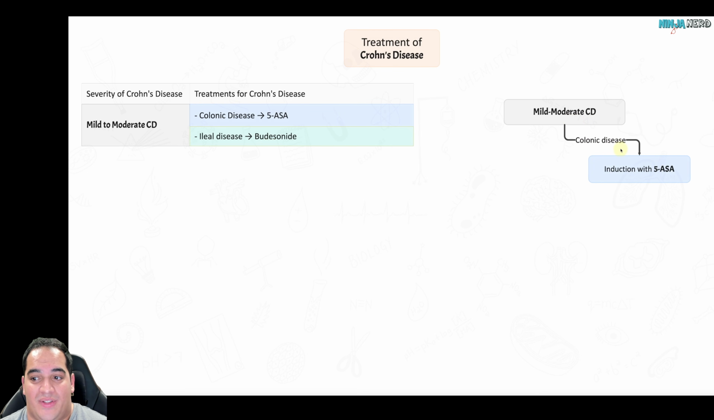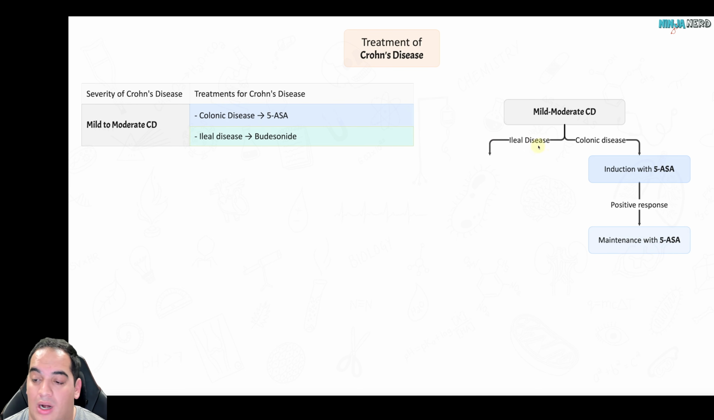Mild to moderate, if it's colonic, then induce them. In other words, try to really put them into remission with 5-ASA. If they get a positive response to that, great. Okay, then I can keep them on the 5-ASA because it's a good maintenance drug and they can take this every single day, usually rectally. There is PO option, but rectally is a little bit easier.